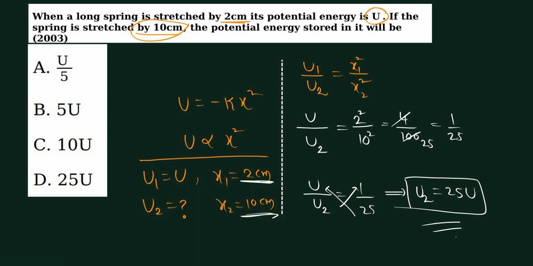And when you compress the spring up to the 10 centimeter distance, the potential energy stored increases to how many times when compared with the initial time? 25 times increases. 25 times that energy value increases.